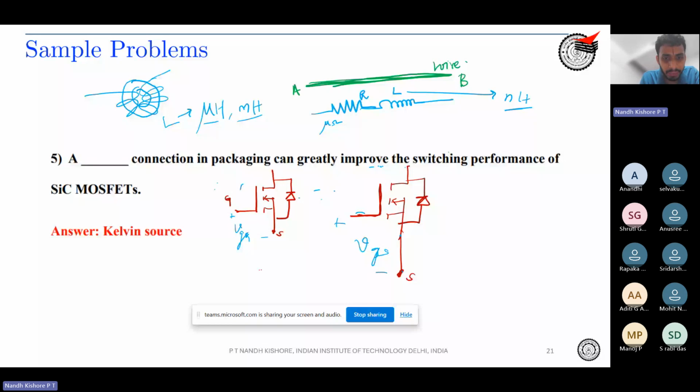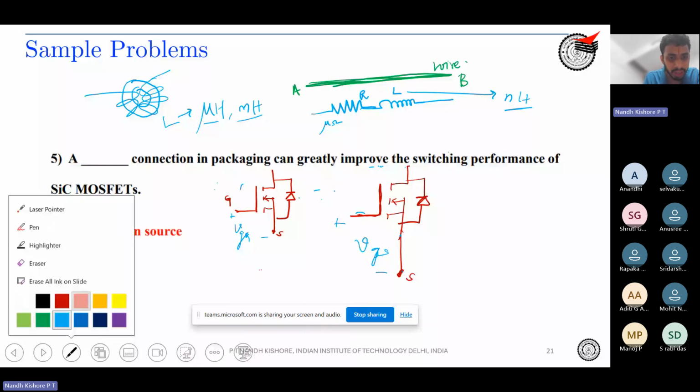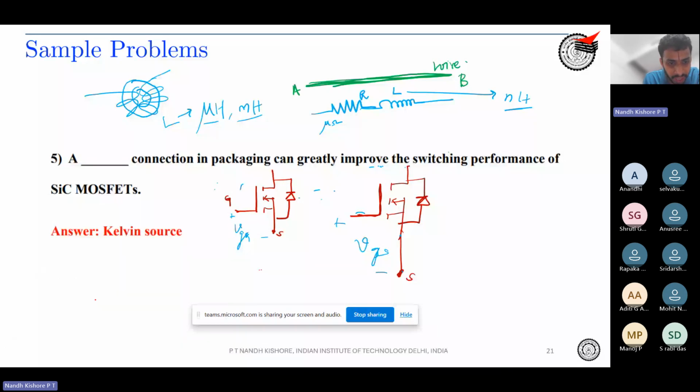Intrinsically, if you analyze a device, I will just go into the device model a little bit. If you see inside a device, the gate terminal that you see is the outside gate. There will be some inductance like this, some resistance.